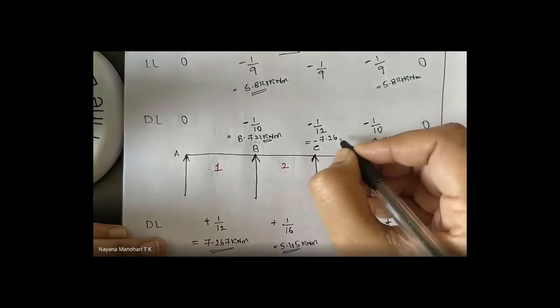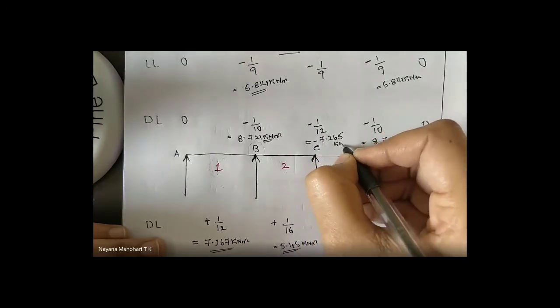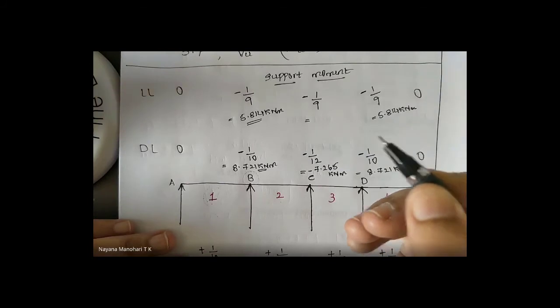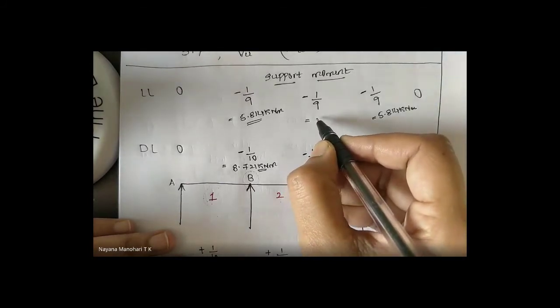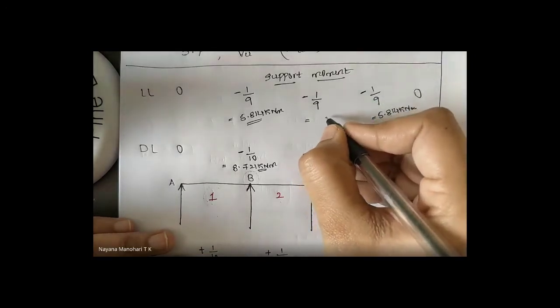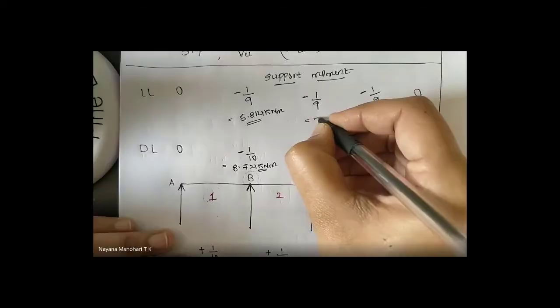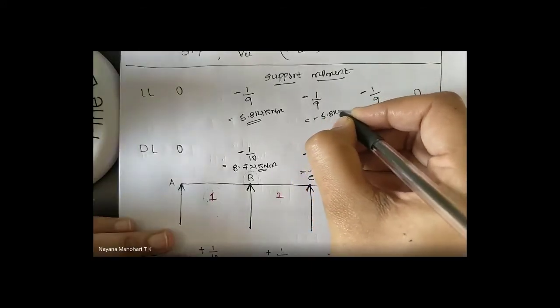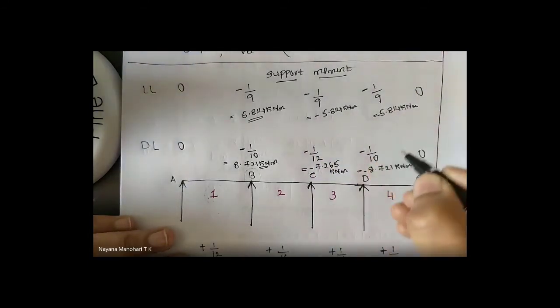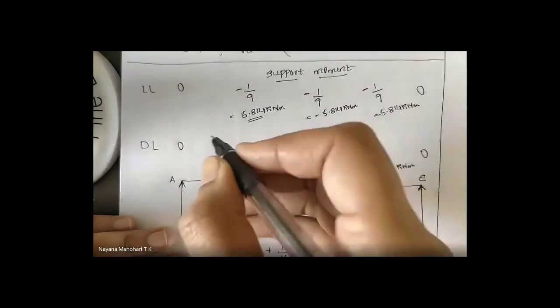$7.2675. 7.265 kilonewton meter. Similarly, this value minus 1 by 9. That is WU. Live load is what? 4.5 multiplied by 3.41 square divided by 9. Same here, 5.814. Okay. Minus 5.814 kilonewton meter. Okay, you can include your negative sign. If not also, no problem.